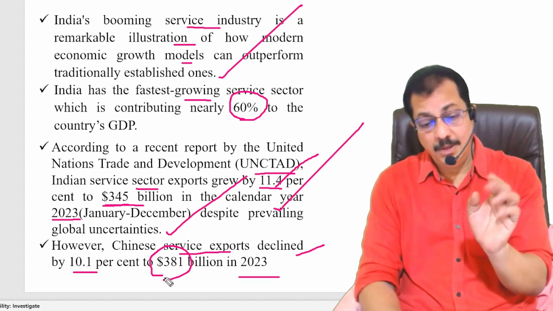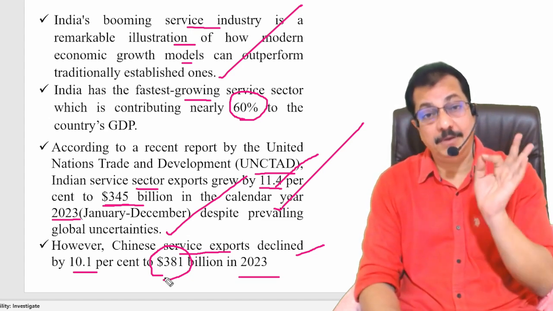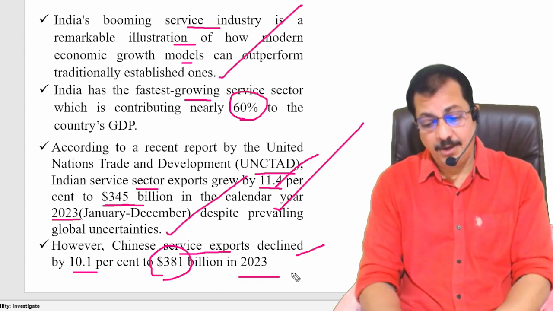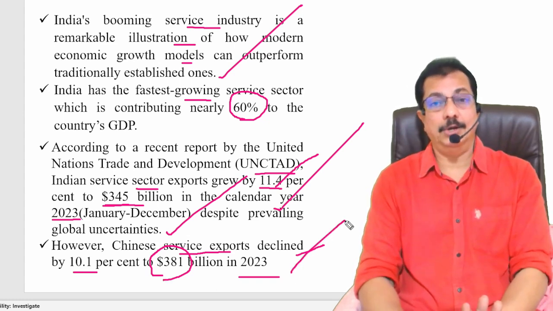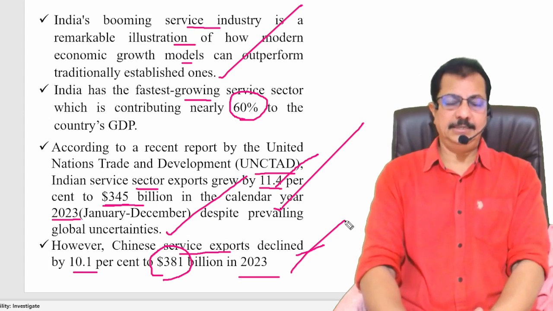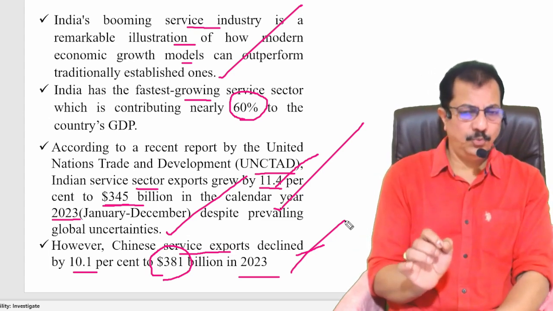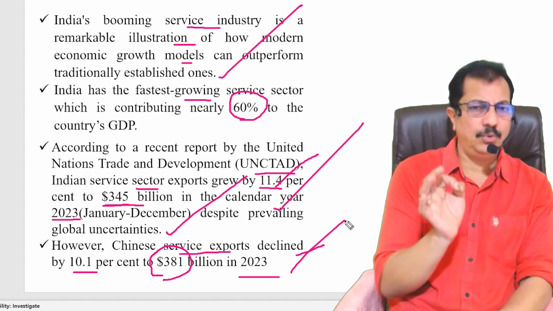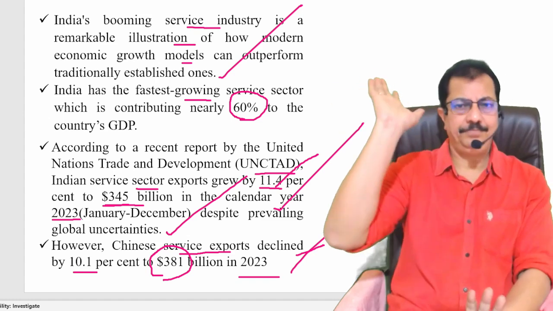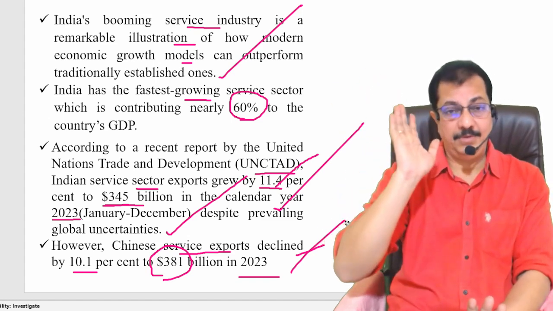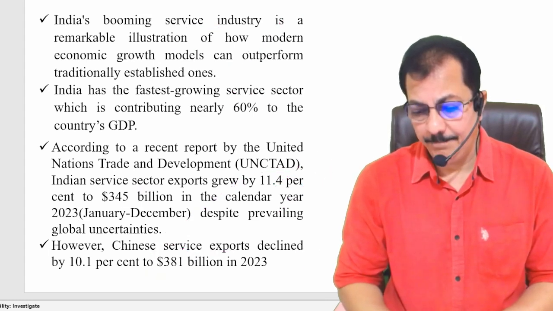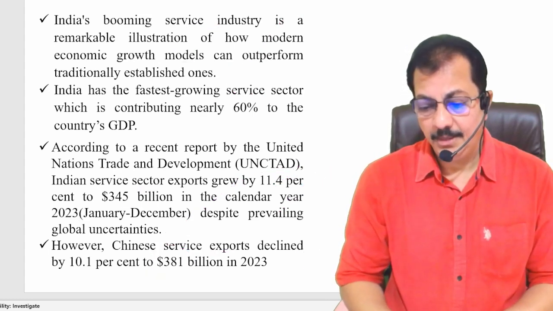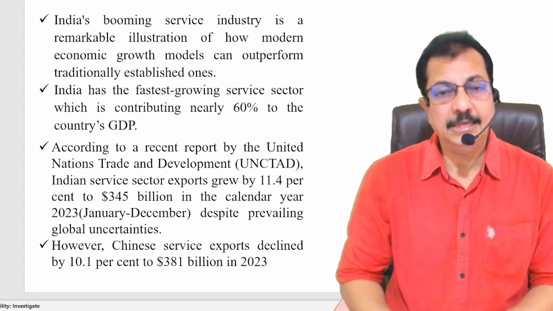India boomed and made $345 billion. Even after declining, it has made $381 billion. That is the difference. Clear? That is the reason why India has to work more and more to beat China. Am I clear? Very important. So this is how you are supposed to compare. Once you compare, the analysis will become easy for you.